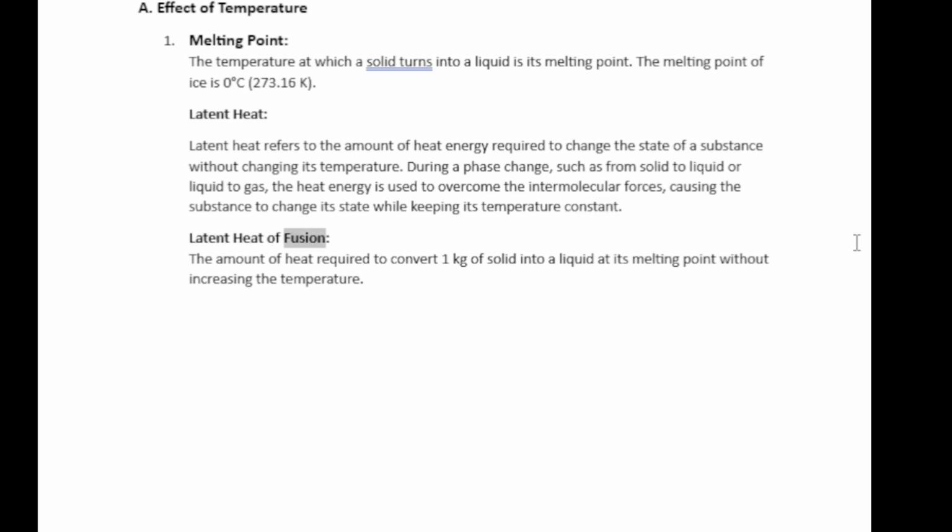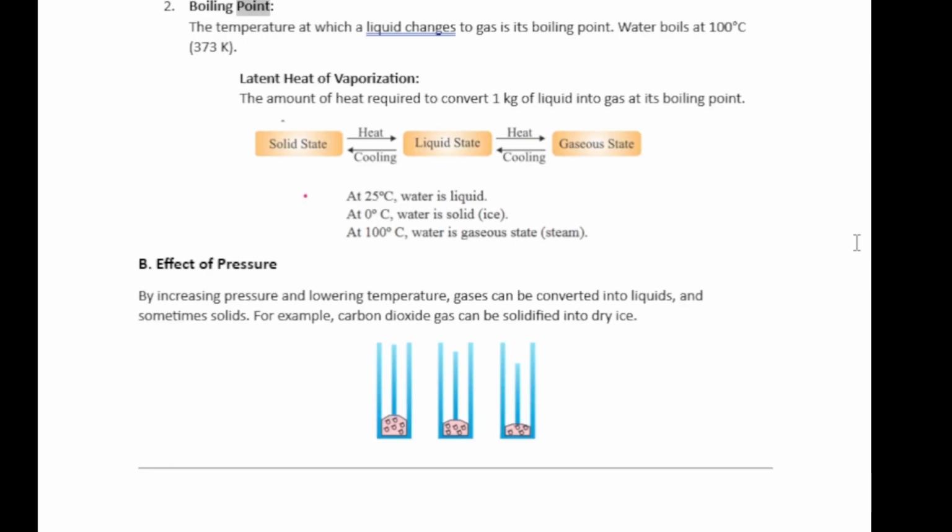Latent heat of fusion. The amount of heat required to convert 1 kg of solid into a liquid at its melting point without increasing the temperature. Boiling point. The temperature at which a liquid changes to gas is its boiling point. Water boils at 100 degrees Celsius, 373 K. Latent heat of vaporization. The amount of heat required to convert 1 kilogram of liquid into gas at its boiling point.